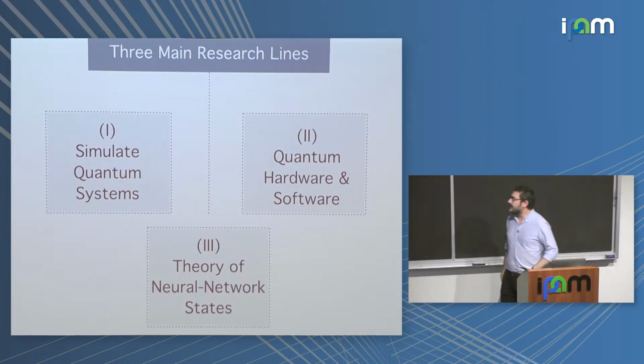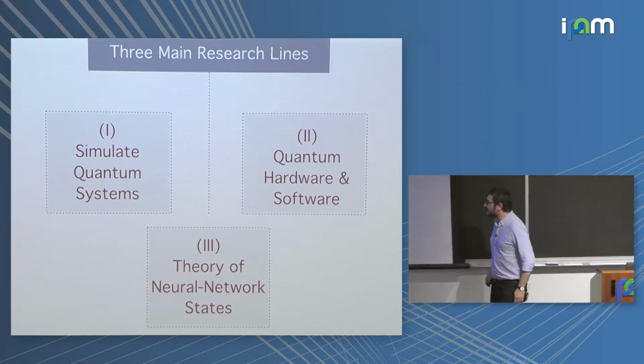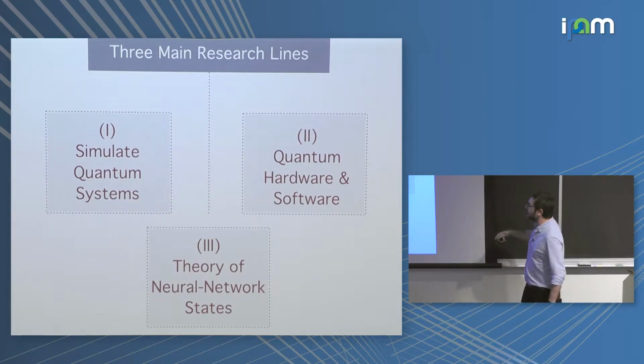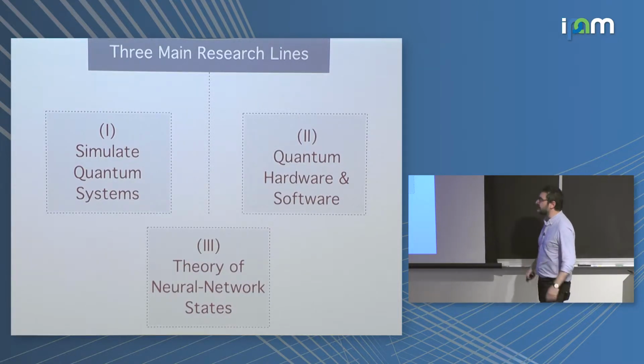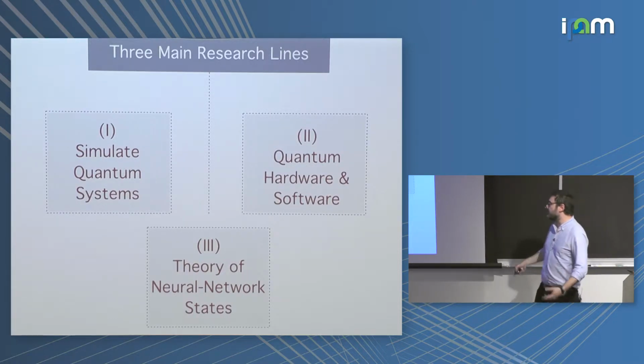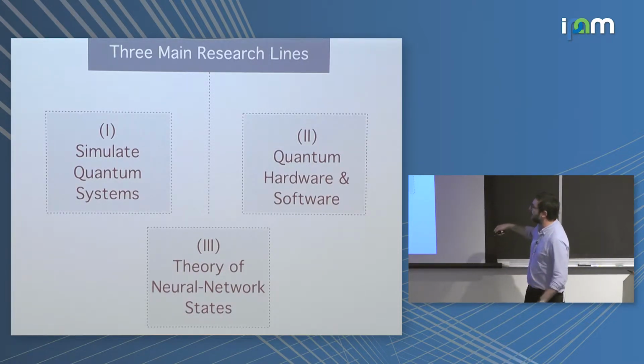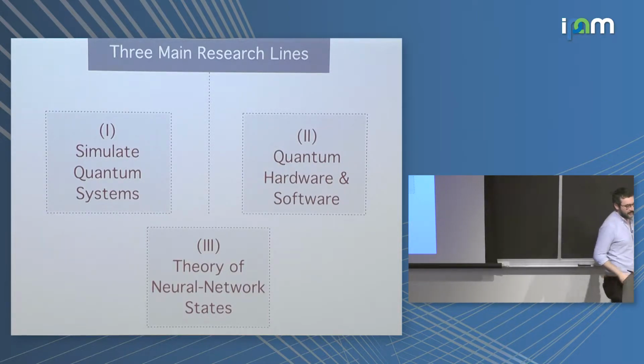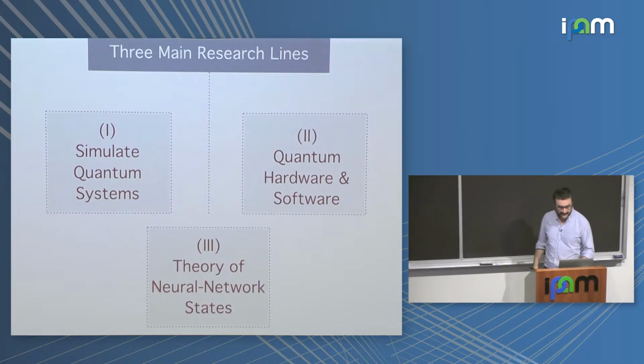Now, there are three main research lines that I will try to discuss today. Actually, I will mostly focus on the first one, which is about simulating quantum systems using this technique. Then there is another research line, which is about benchmarking quantum hardware. And then there is also the theory of these neural network states. But again, for time reasons, I will concentrate mostly on this framework where we would like to simulate quantum systems.